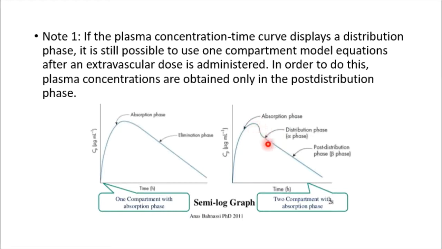Following this phase, any time point at this time following the distribution phase, we can use the one compartment model equations to calculate plasma concentrations instead of using the more complicated two compartment model, which will require the calculation of the alpha and the beta phase, and this is not quite practical in clinical practice.